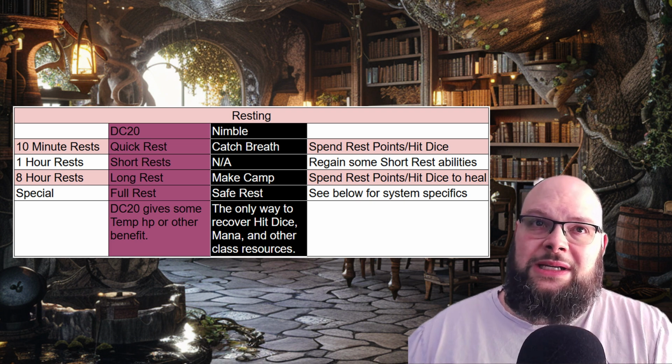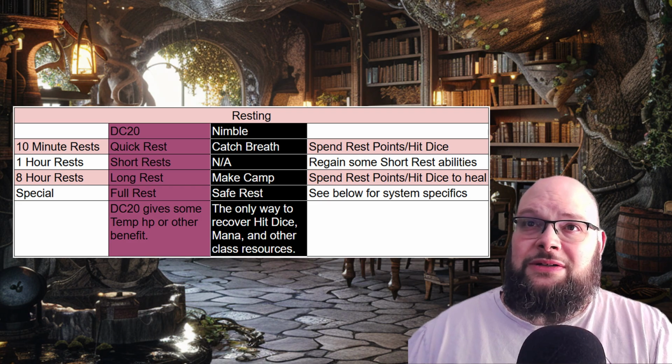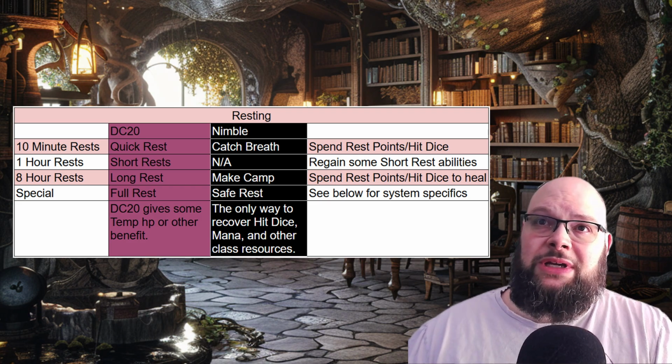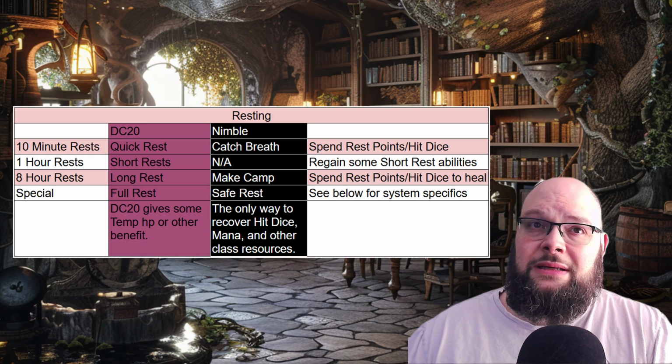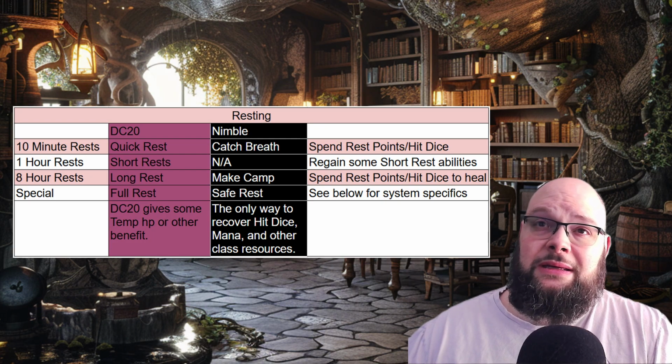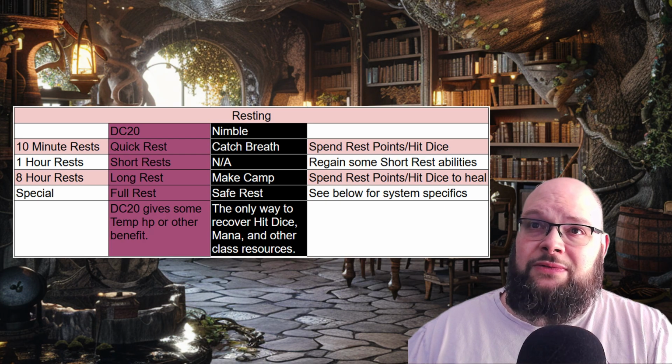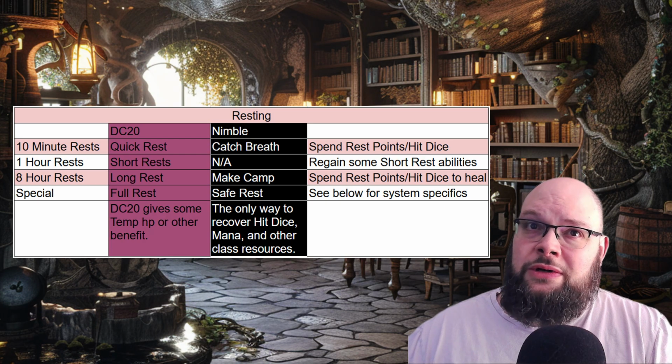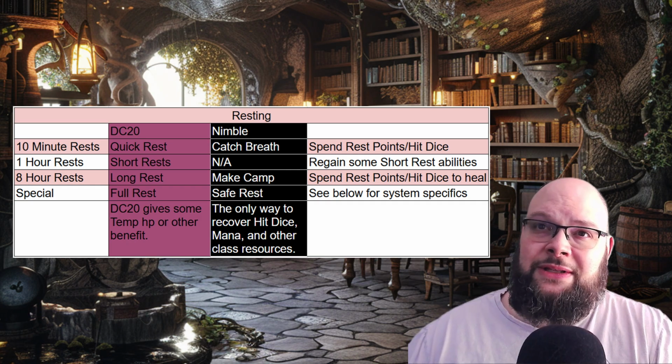Only DC20 has a 1-hour rest, called a short rest, where you can also spend your rest points and regain some short rest abilities. They both have an 8-hour rest. DC20 uses a long rest. Nimble uses make camp. Both let you spend rest points or hit dice to heal your hit points. Notably, DC20's long rest recovers your mana and any once per day abilities.